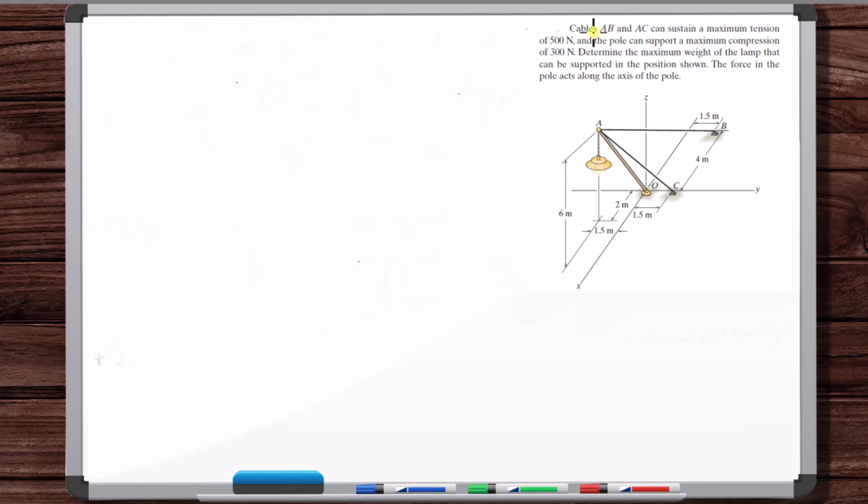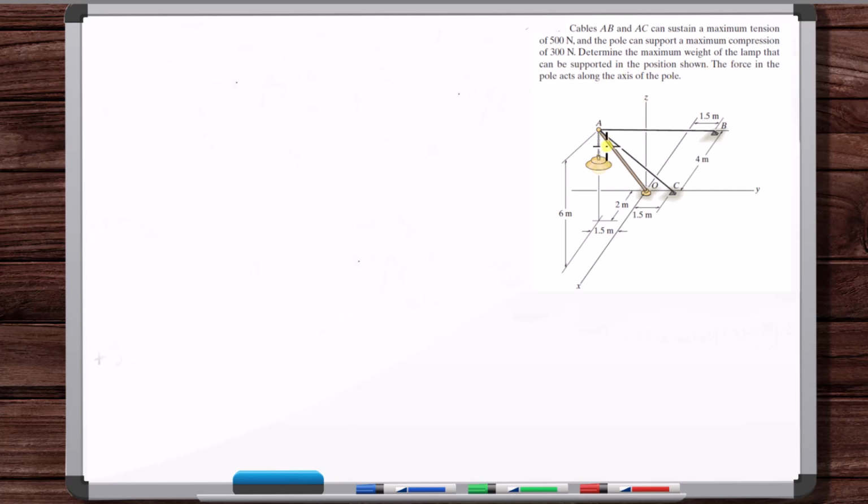Okay, so this problem says that cables AB and AC can sustain a maximum tension of 500 newtons, and the pole can support a maximum compression of 300 newtons. Determine the maximum weight of the lamp that can be supported in the position shown. The force in the pole acts along the axis of the pole.